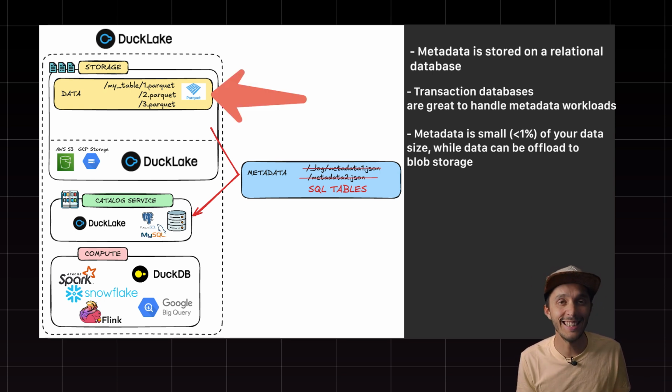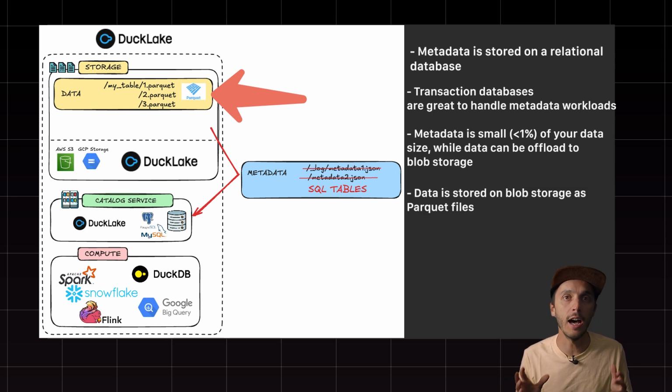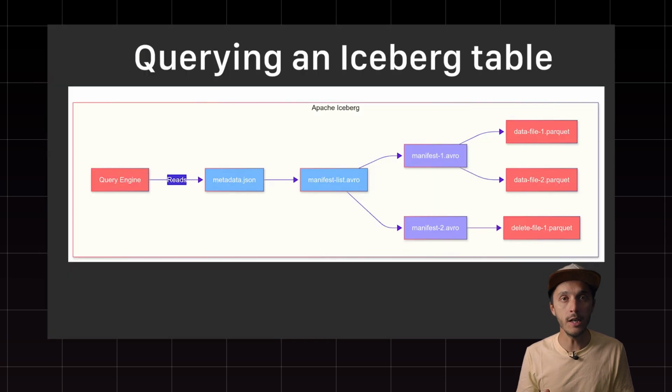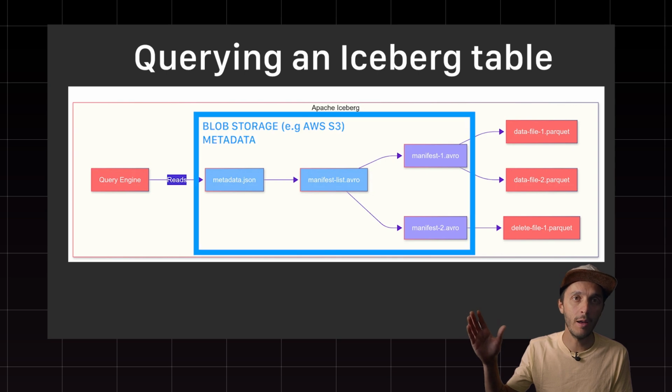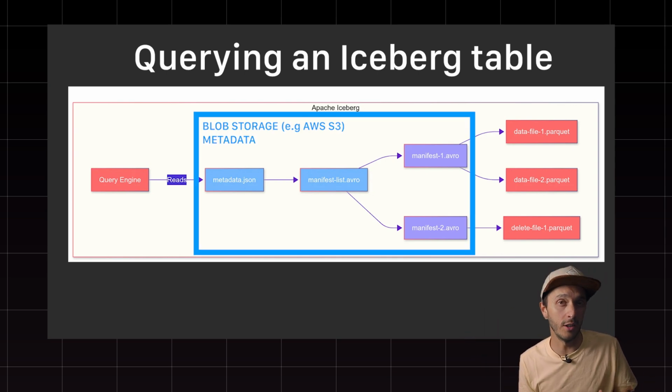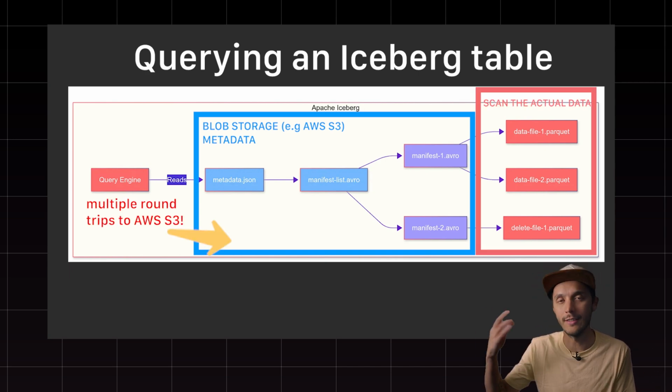As for the data itself, it is still stored like in other table formats, as Parquet on the blob storage of your choice. You may have understood already, but because of this architecture, DuckLake can be really fast. So let's say you want to query an Iceberg table. Here are roughly the operations. You query the catalog to find the S3 path, you scan S3 to get the current version, you download the JSON Avro metadata file, you load the file list. Finally, you can scan the Parquet file.